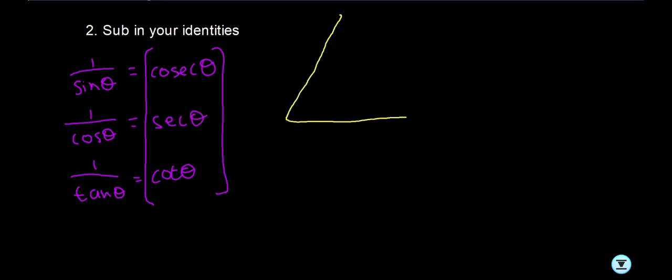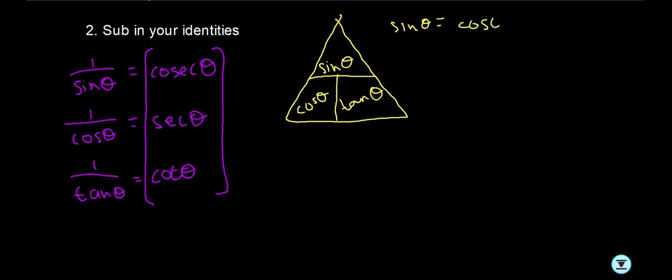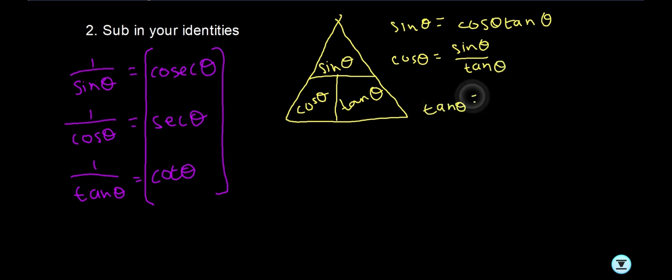The second thing that you can look at is essentially our identity pyramid. Now this pyramid, if you're used to multiplication pyramids, is really easy to follow because it says sine theta is at the top, cos theta is at the bottom, and so is tan theta. So from here I can derive that sine theta is equal to cos theta times tan theta, and that cos theta is equal to sine theta over tan theta, and that tan theta is equal to sine theta over cos theta.